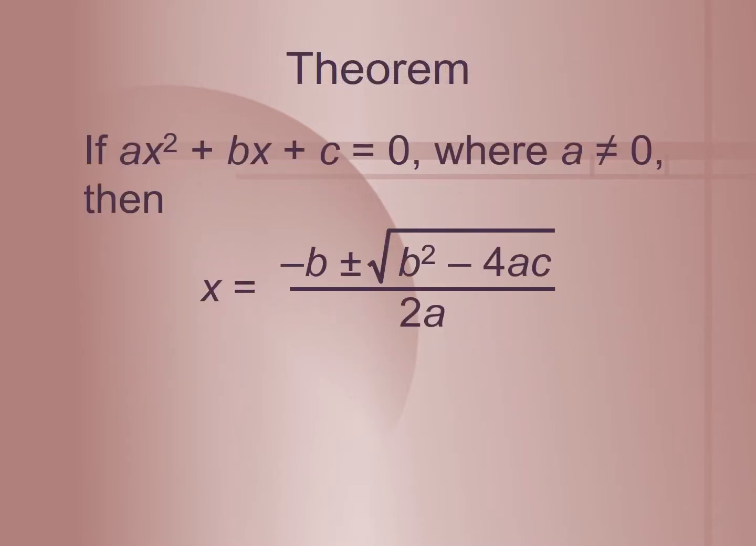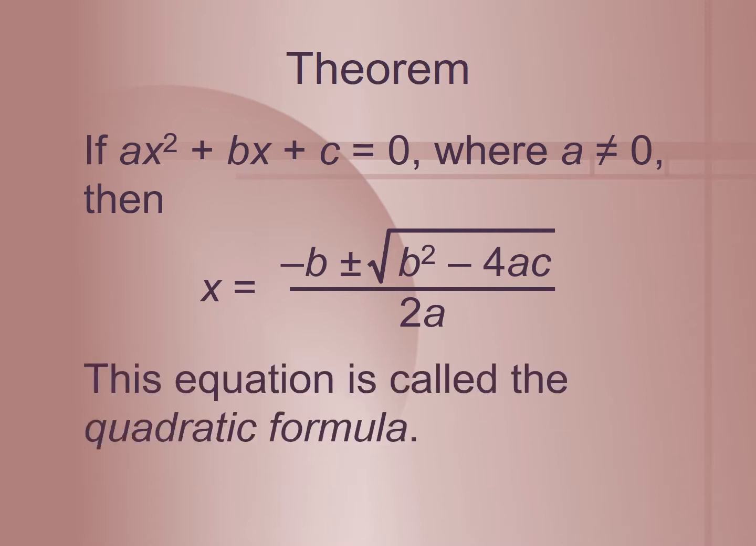So the quadratic formula says that if you have a quadratic equation in the form of ax squared plus bx plus c equals 0, where a is not equal to 0, then x is going to be equal to negative b plus or minus the square root of b squared minus 4ac all over 2a. This equation is the quadratic formula.